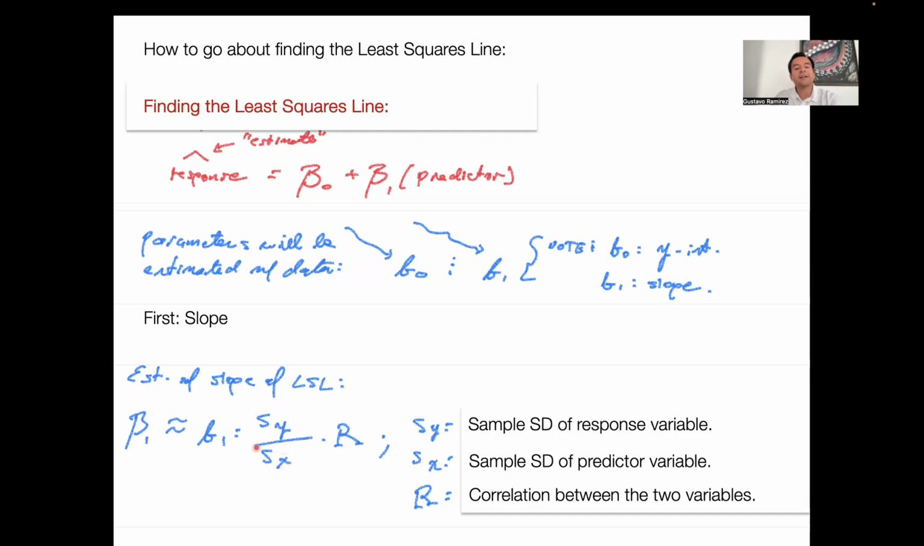S of x is the sample standard deviation of the predictor variable. Sorry, I got those mixed up. So that's right. And then all of that is multiplied by R, which is the correlation coefficient between the two variables. All right. And all of this data will be given as far as I'm concerned. I don't think there's enough time in an exam to do this by hand also. Okay. So again, this is our estimation of the most important parameter here, the slope, very important to draw a line.